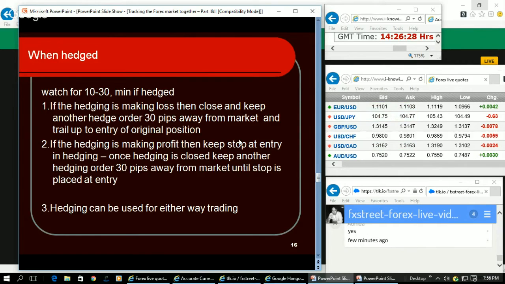So we keep stop at entry in the hedge and wait for the market to go and form the new low. And once the new low is formed and not breached for more than 30 minutes, we try to close the hedge with a profit and keep another hedge order to limit the risk 30 pips below. And once they start gaining the level, we trail the hedge order upward. So this way, we book profit on either way moves of the market.